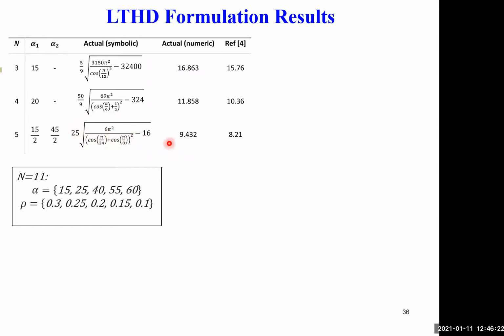If we convert it to numerical, we get 9.4%. Comparing to results obtained using numerical approaches with 51 harmonics, as you can see, there is a significant underestimation.